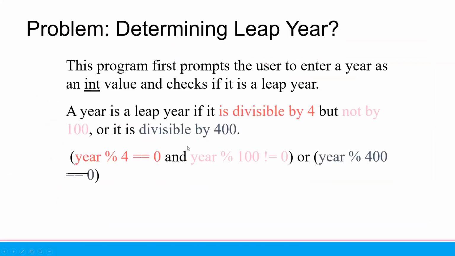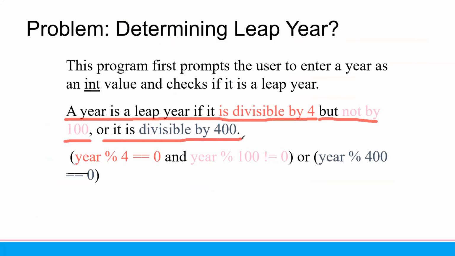Now, there is another kind of problem. We will learn many kinds of problems and how to solve them with Python. Do you know leap year? I don't know the Korean name, but this is the year. A year is a leap year if it is divisible by 4 but not by 100, or it is divisible by 400.